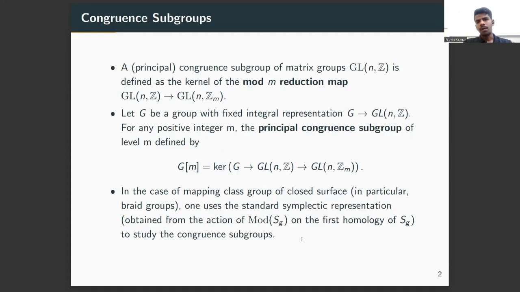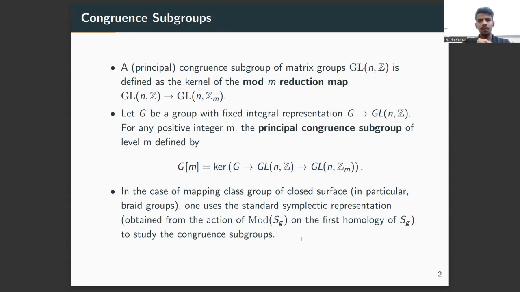A congruence subgroup for a matrix group over Z is usually defined as the kernel of the modulo m reduction map. So given a group G, one can define a congruence subgroup via a choice of integral representation. Let G be a group with a fixed integral representation. Then for any positive integer m, the principal congruence subgroup of level m is defined as the kernel of the composition map from G to GL_n(Z), then the modulo m reduction map.